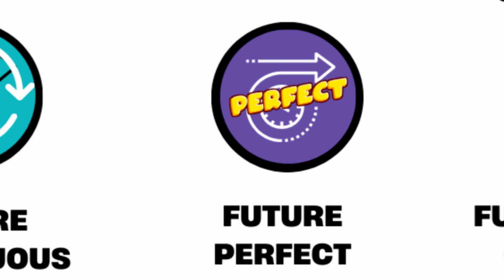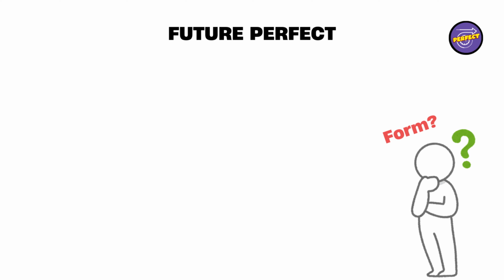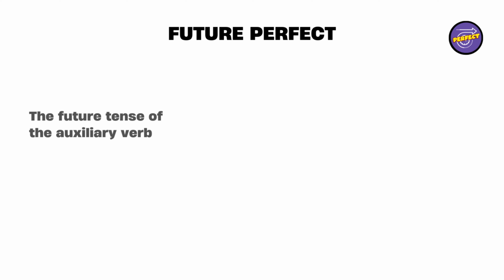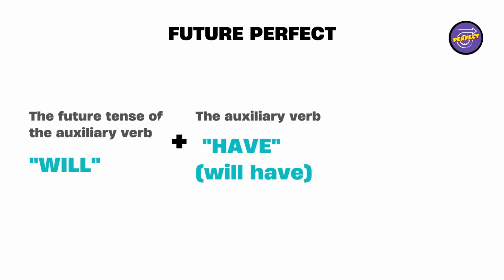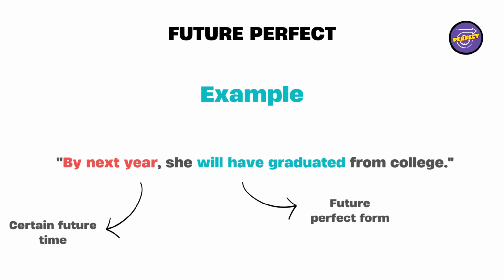Future perfect describes actions that will be completed by a certain future time. It is formed using the future tense of the auxiliary verb will plus the auxiliary verb have, will have, plus the past participle of the main verb. Example: by next year she will have graduated from college.